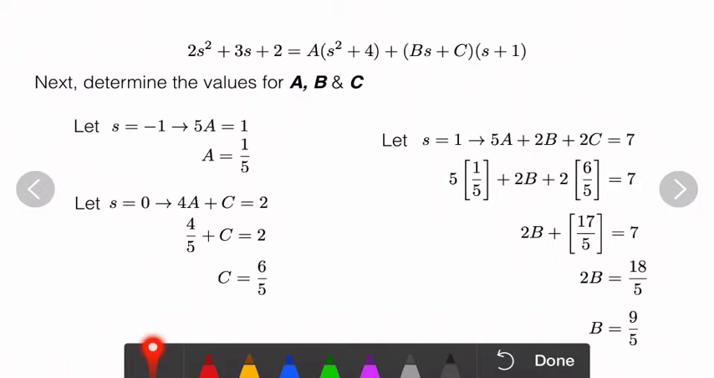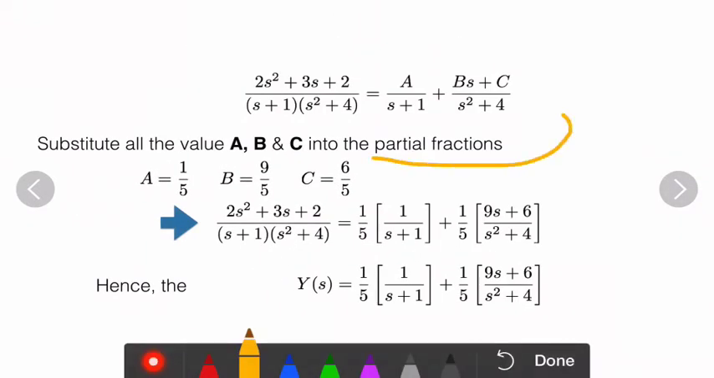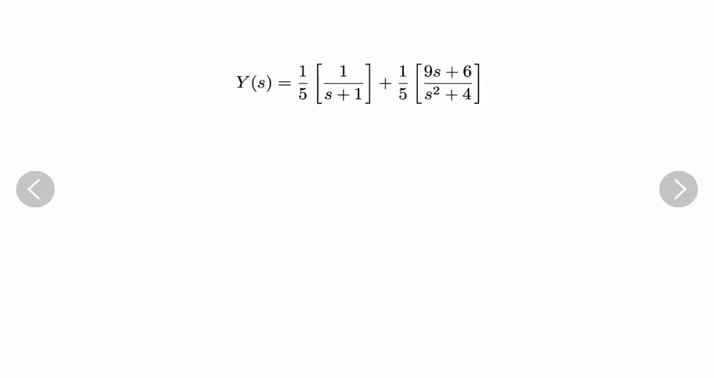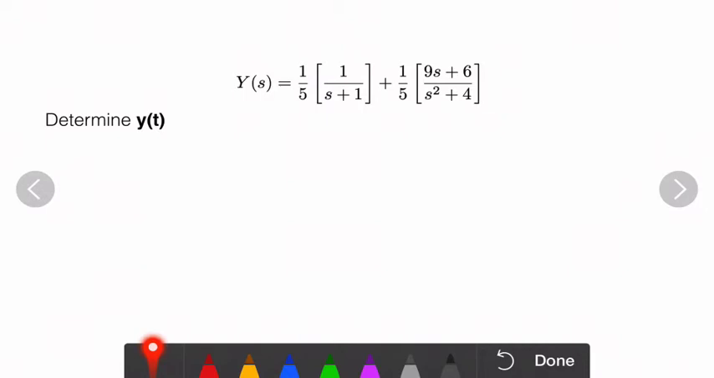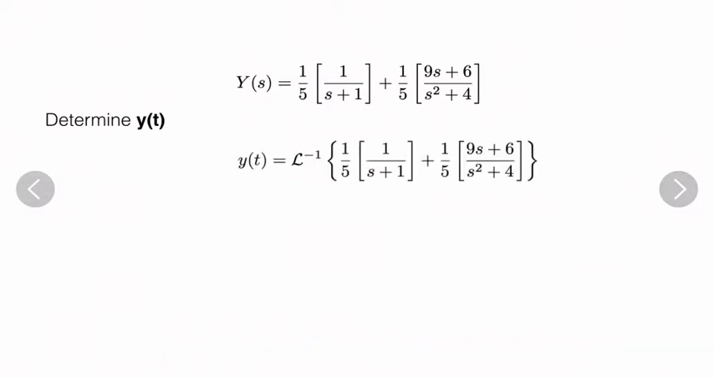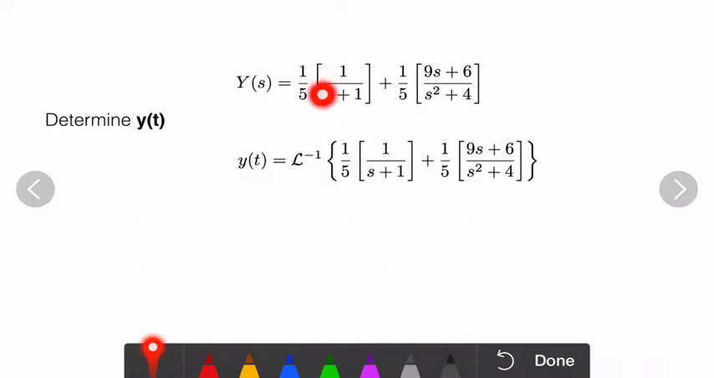Now you have A, B and C. All these values we substitute back into the original expression, and this is what we have, and then we use this to perform the inverse Laplace transform. It sounds very easy, and this is what we learned in the previous weeks. To determine y(t), we just take the inverse Laplace transform of each term.